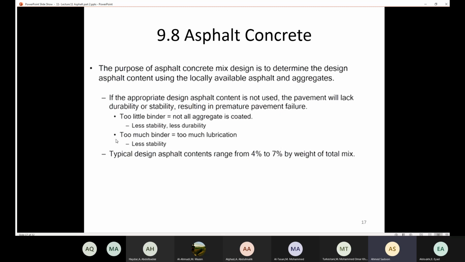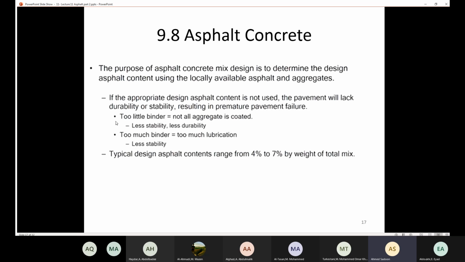Then what if I'm going to use a lot of binder? Too much binder means too much lubrication. That means the stability is going to be in a problem, right? Because if you use a lot of asphalt, then under the action of the load, the aggregate is going to have a lot of deformation. So also you are going to have a problem.